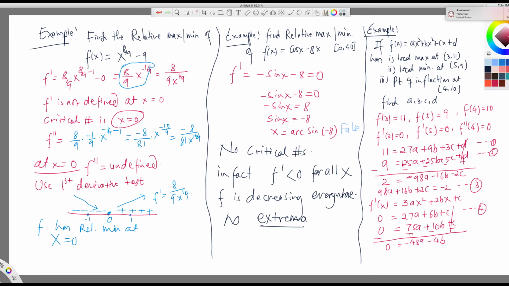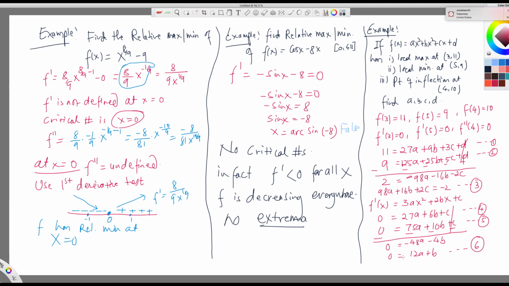So what do you get if you simplify that? Basically, let me divide by negative 4. What do you get? 0 equals 12a plus b. This is equation 5, and this is equation number 6. Now we are getting closer, right?